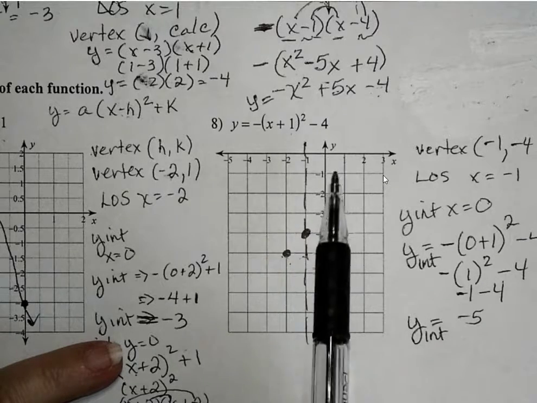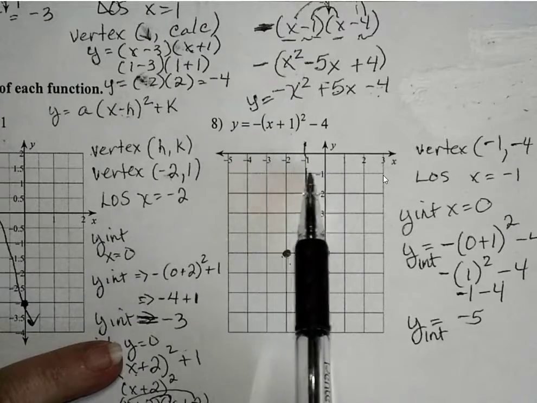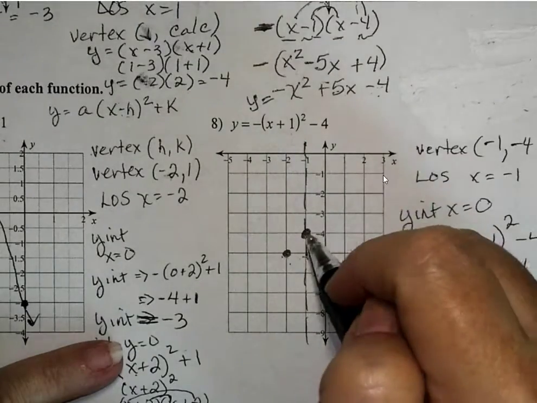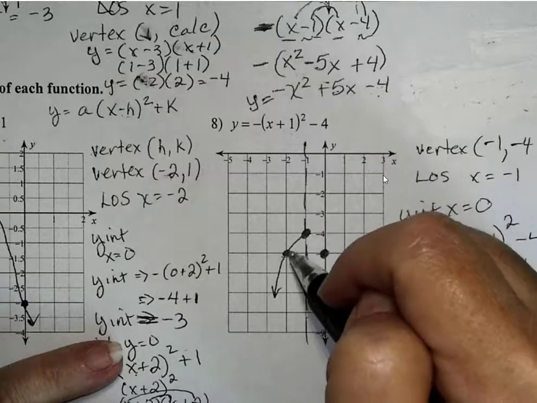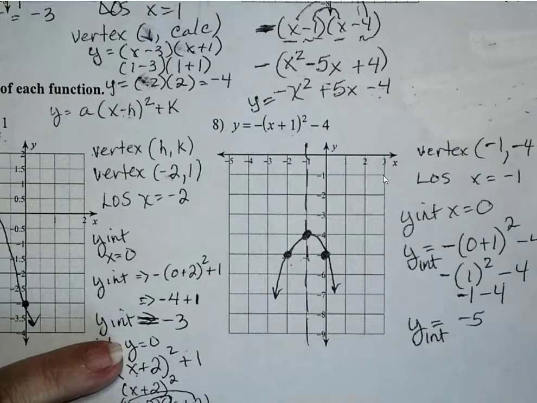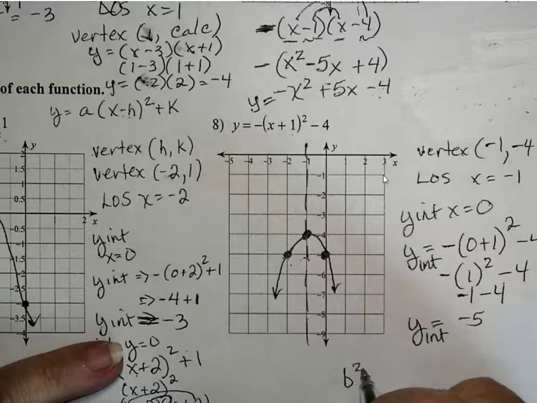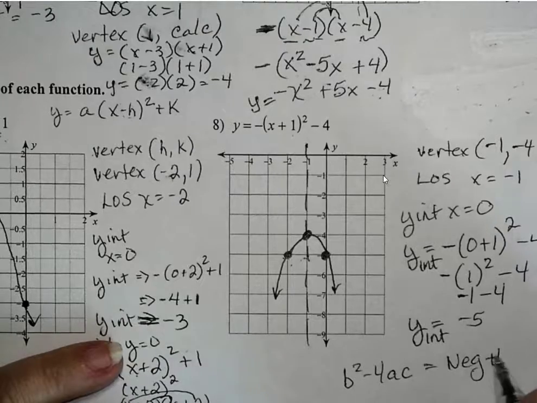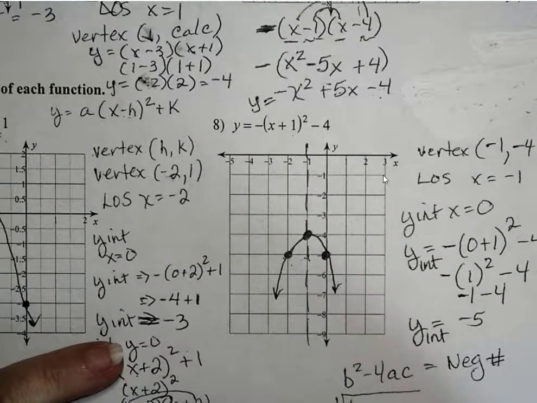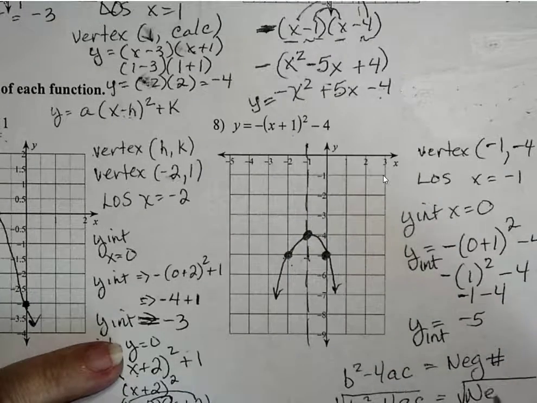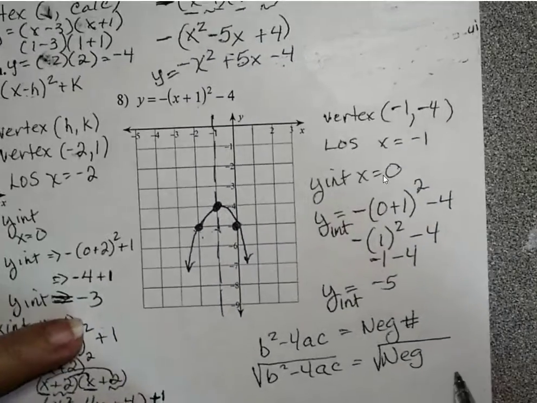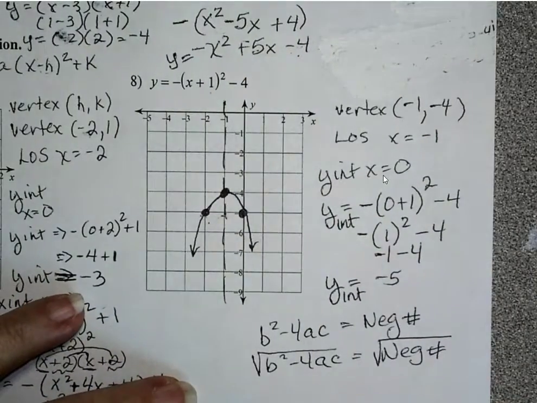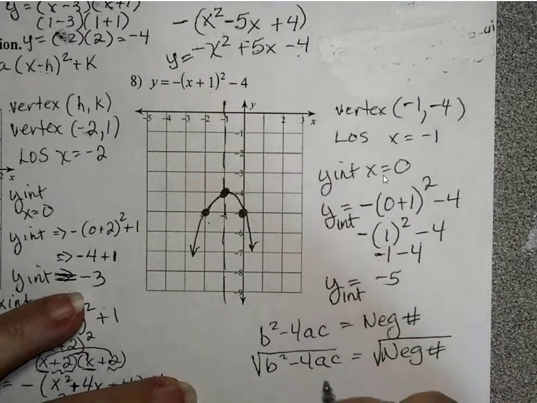If this is a maximum, then I'm never going to reach up here to the x-intercepts. So I'm not actually going to even find the x-intercepts. What I can tell you right now is that if I did the work, when I got to the point where I did b squared minus 4ac, that would equal a negative number. Because when I take the square root of b squared minus 4ac, I would be trying to take the square root of a negative number. And I can't do that. So there are no x-intercepts.